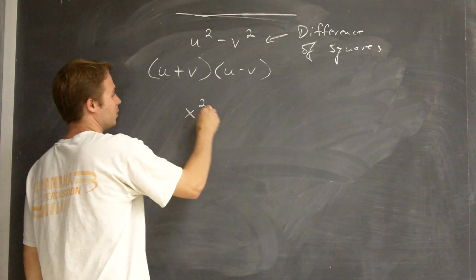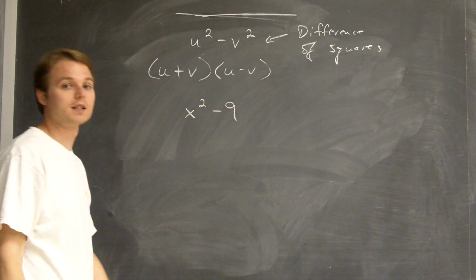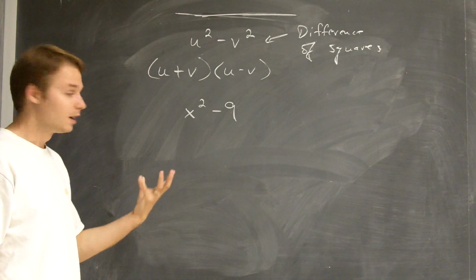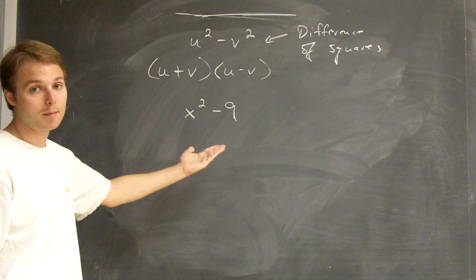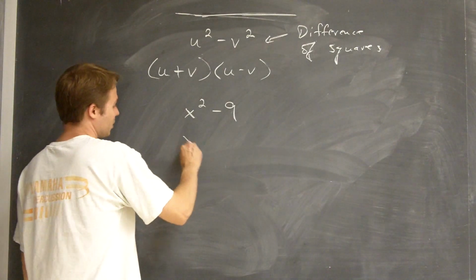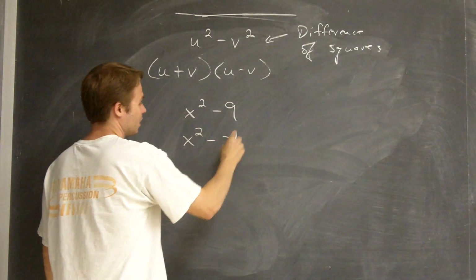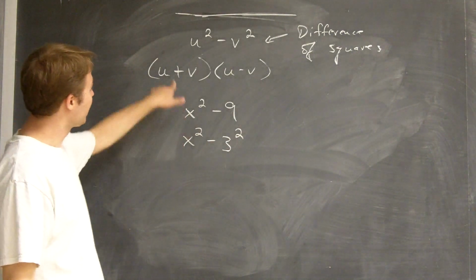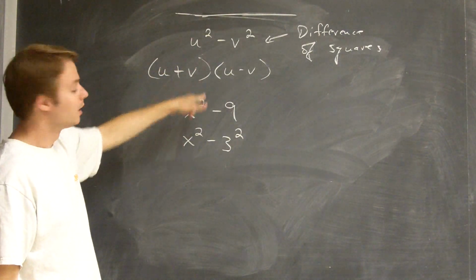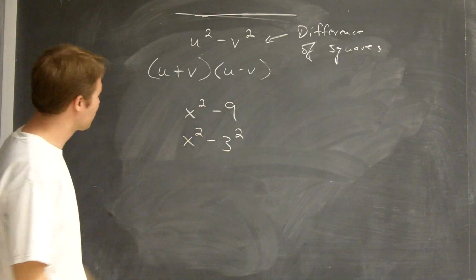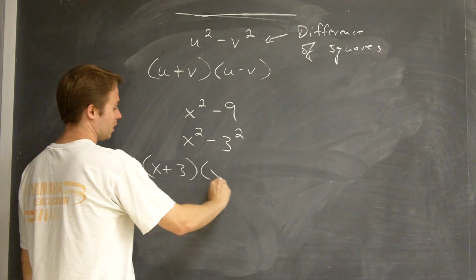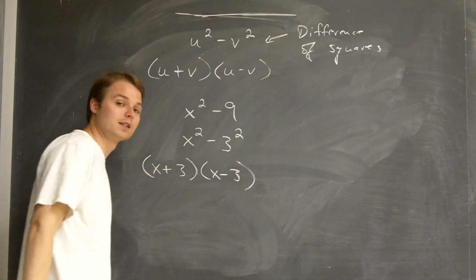So a simple example would be something like this, x squared minus 9. The first thing to do is just rewrite this so it's in the form of something squared minus something squared. So I'm just going to rewrite this as x squared minus 3 squared. And now all I have to do is follow my formula. If I have something squared minus something squared, I just need to take the first thing plus the second thing, and then the first thing minus the second thing.